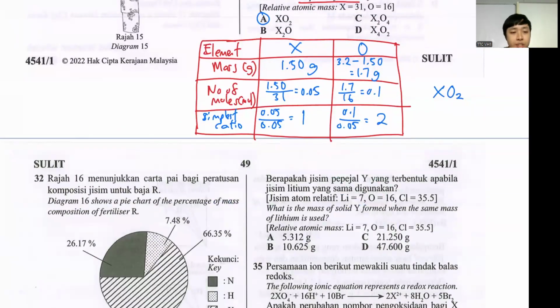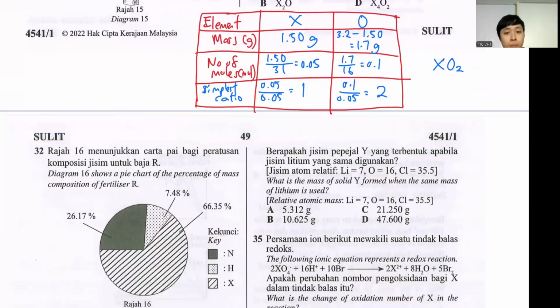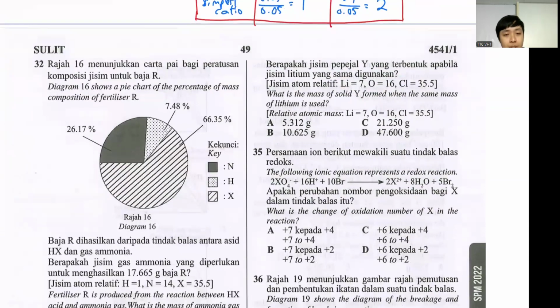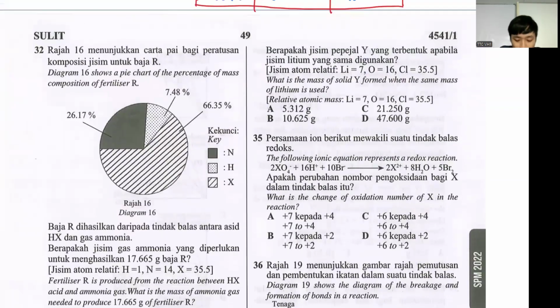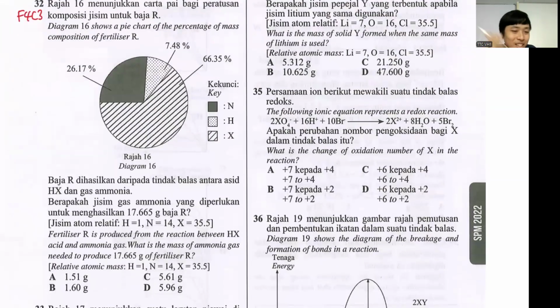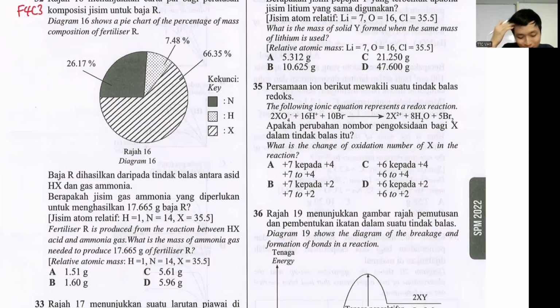Number 32. Diagram 16 shows the pie chart of the percentage of mass composition of fertilizer R. Okay, this one is also another form for chapter 3. Fertilizer R is produced from the reaction between HX acid and ammonia gas. What is the mass of ammonia gas needed to produce 17.665 gram of fertilizer R? This one, you have to use a brain for calculation.